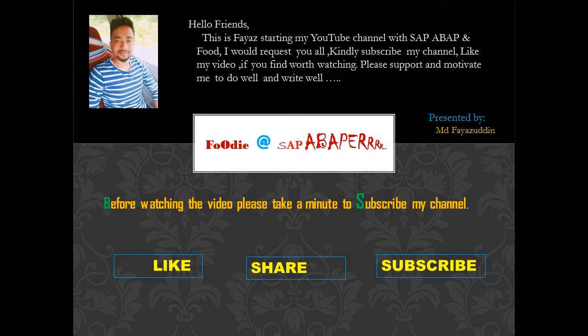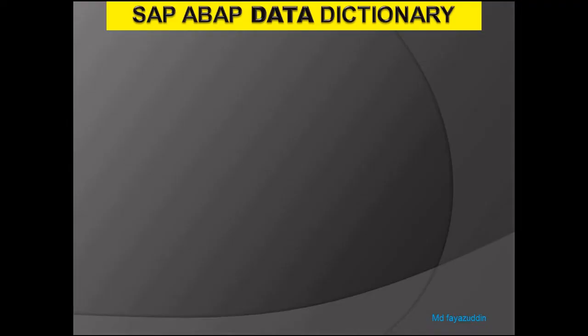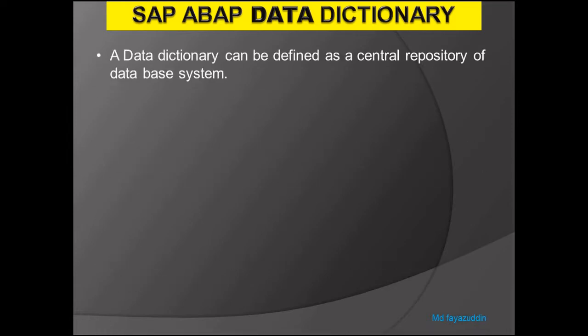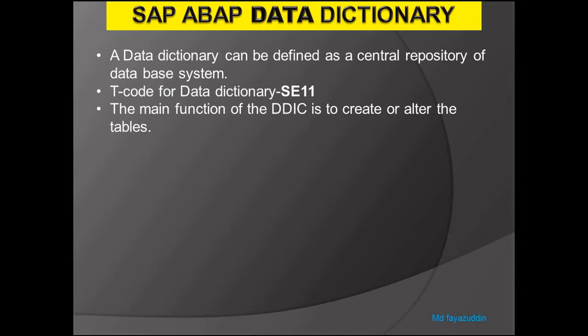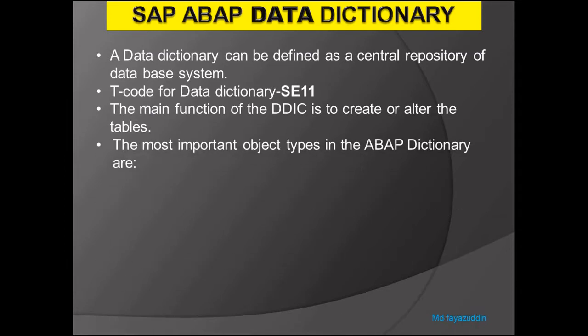So let's start SAP ABAP Data Dictionary. What is called Data Dictionary and what is the T code of Data Dictionary? Everything we are going to discuss in this class, theory as well as practical. A data dictionary can be defined as a central repository of a database system. And what is the T code of data dictionary? Its T code is SE11.